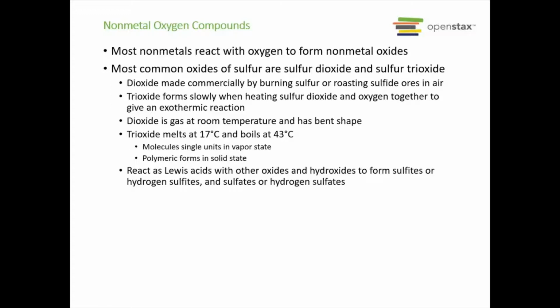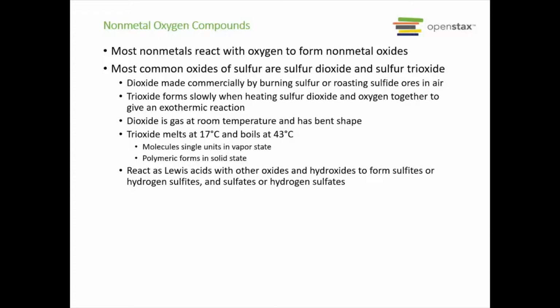Now, when it comes to nonmetal oxygen compounds, most nonmetals do react with oxygen to form nonmetal oxides. Common oxides of sulfur are sulfur dioxide and sulfur trioxide. The dioxide is made commercially by burning sulfur or roasting sulfide ores in air, which we just talked about. The trioxide forms very slowly when we heat sulfur dioxide and oxygen together in an exothermic reaction. Sulfur dioxide is a gas at room temperature and has a bent shape. The trioxide melts at 17 degrees Celsius and boils at 43.